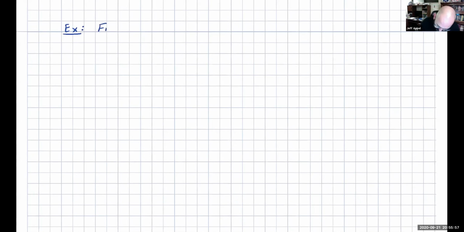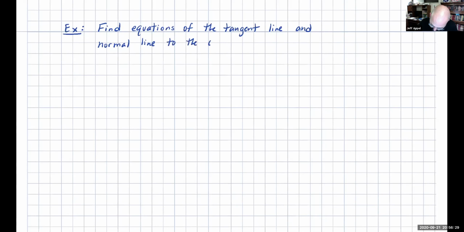So what you're going to be asked to do in this problem is to find equations of the tangent line. We've talked about those before, right? That's the line that comes into contact with your curve in only one point. Find equations of the tangent line and normal line. Now that's a new one, and I'll explain what that is in just a moment. To the curve y equals x times the square root of x at the point 1, 1.